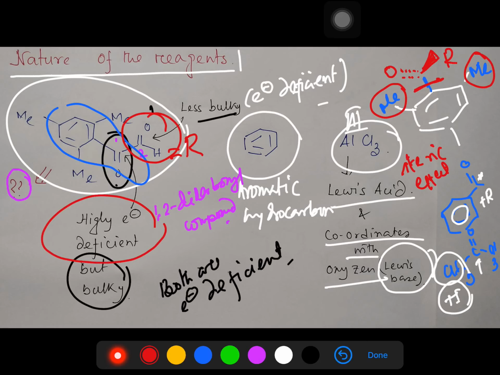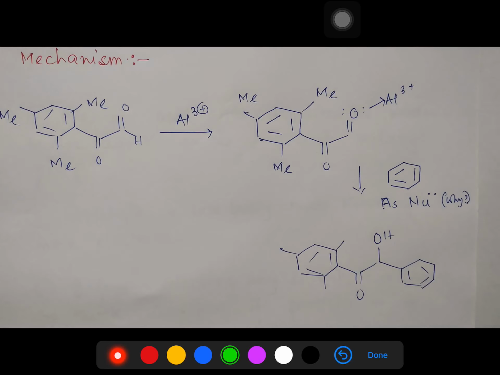Now let's understand the thing logically. From this discussion you have learned that this aldehyde is less bulky and electron deficient. So aromatic electrophilic substitution in the presence of a Lewis acid like AlCl3 will occur on the aldehyde. Let's learn this part in detail. See the mechanism: this AlCl3 coordinates with the aldehyde. You may ask, sir, it may coordinate to the ketone also. Logically that is possible, but the reaction will happen through this coordination.